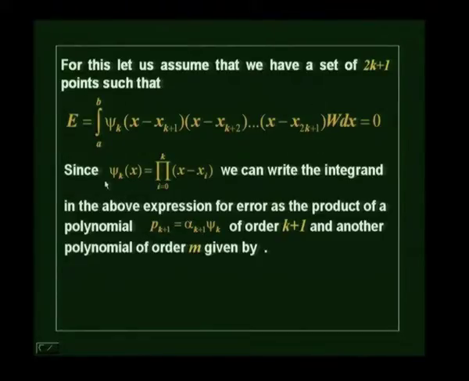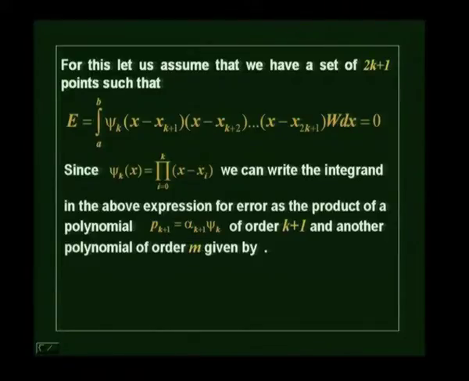Okay. So, now since psi of x is this quantity, we will write this as one polynomial here, psi k of x, which is the polynomial of order k plus 1. This is of order k plus 1, and then we have another k terms here. So, we have another polynomial of order k. Okay. So, the error which we are going to write will be in this form now.